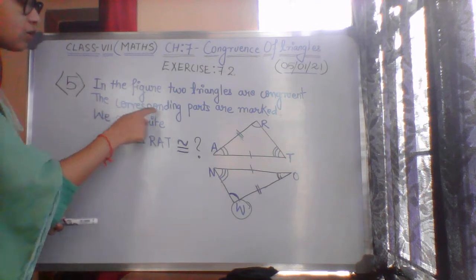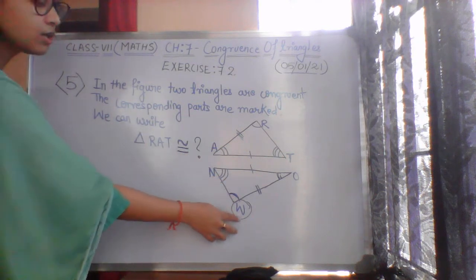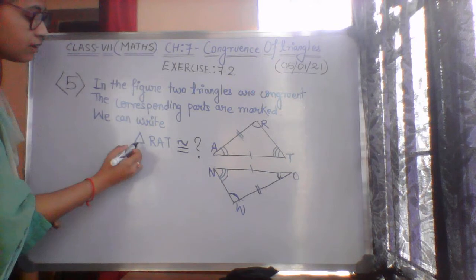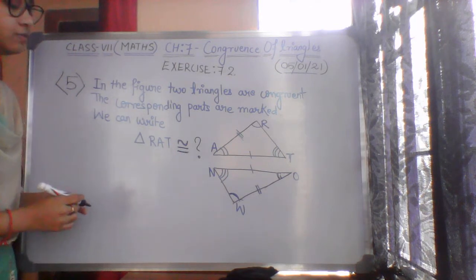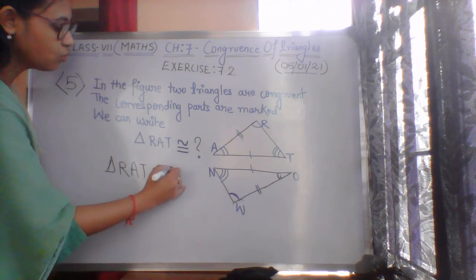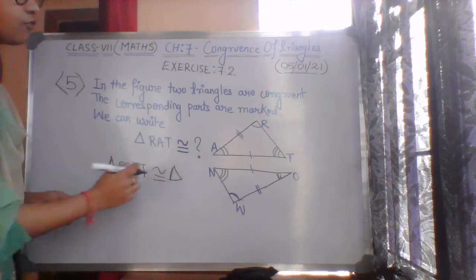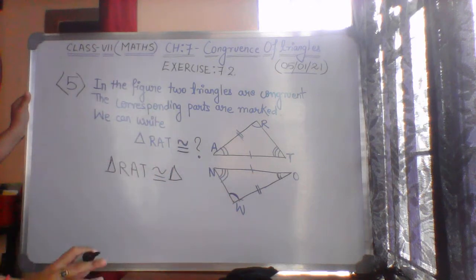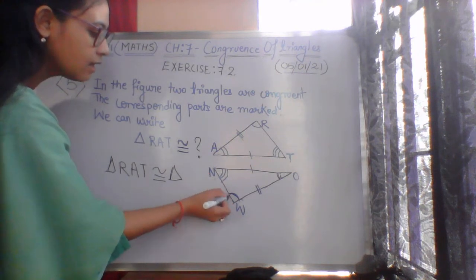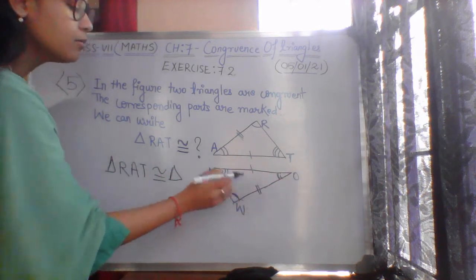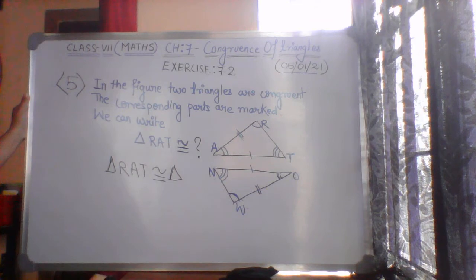So now they are telling the corresponding parts marked. It is already told what the corresponding parts marked are for these two congruent triangles. So we can write triangle RAT congruent to what? Which order do I have to write? There is the triangle NWO. You will be thinking I can write in any order: triangle NWO, triangle WON, triangle ONW. But no, you have to maintain the order.